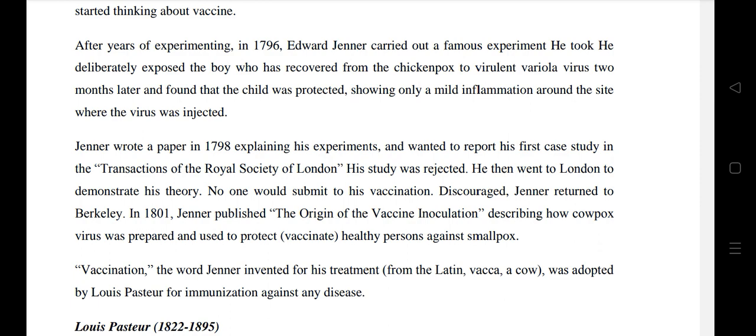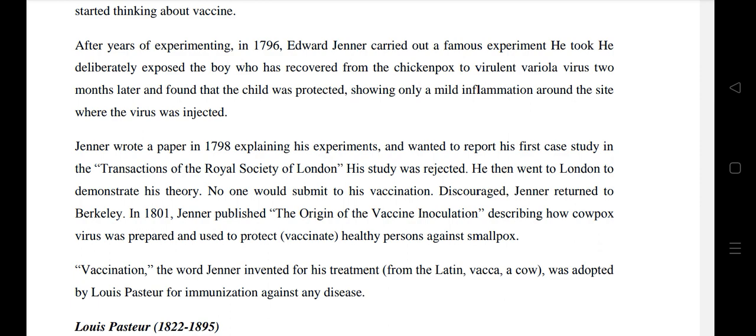His study was rejected. He then went to London to demonstrate his theory. No one would submit to his vaccination. Discouraged, Jenner returned to Berkeley. In 1801, Jenner published The Origin of the Vaccine Inoculation, describing how cowpox virus was prepared and used to protect or vaccinate healthy persons against smallpox.